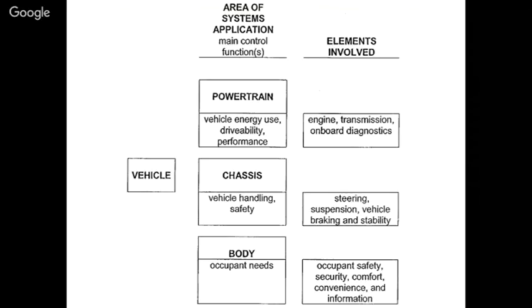So if we talk of the classification of sensors, vehicle sensors are mainly classified into three categories: powertrain sensors, chassis sensors, and body sensors. Powertrain sensor means starting from engine to the whole powertrain, the gear system up to the wheels. So it contains engine sensors, transmission, and onboard diagnostics. Powertrain sensors are used for vehicle energy use, drivability, performance. Then chassis sensors are for vehicle handling and safety. So they are basically for sensing how much steering has been moved.